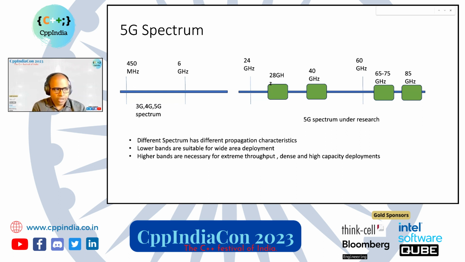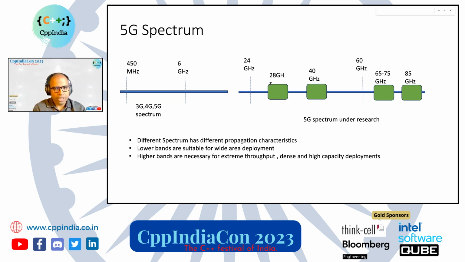So 5G uses broader bandwidth and a higher spectrum, and of course this gives a boost in the throughput. But the point to remember here is that different spectrum has different propagation characteristics. For example, the lower spectrum bands work well if you want to provide network to a wide area, because they don't get attenuated as easily as a higher frequency spectrum.